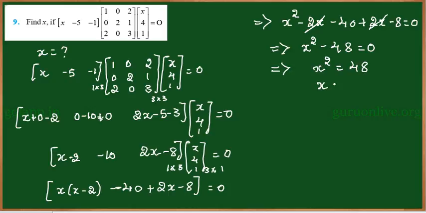So x will be equal to plus or minus root of 48, where 48 is not a perfect square, so we can't simplify this further. In reduced form, this is x equal to plus or minus 4 root 3. So for this x value, the given product of matrices will be equal to 0.